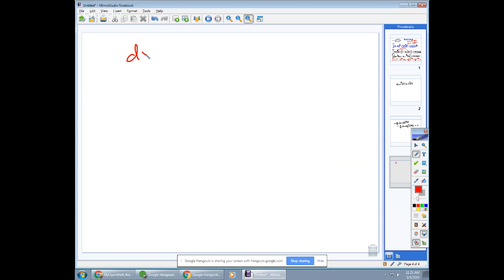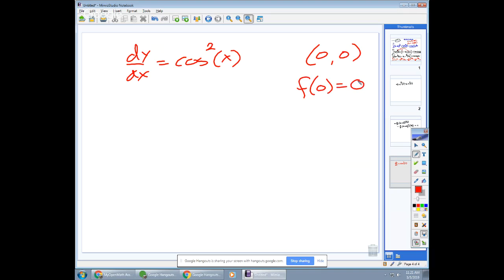So I have the derivative of y with respect to x equals the cosine squared of x, and I'm asked to come up with y, and also that the original function f of x had the point (0, 0). So in other words, f of 0 equals 0. So that information allows me to find c.